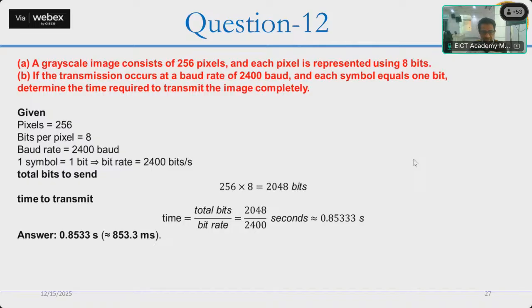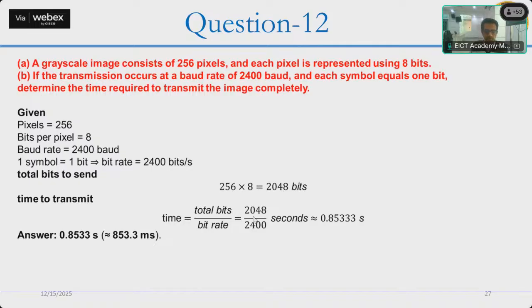You are seeing it, the same type of problems are asked. So what has been given? A grayscale image. So this is clear, 256 pixels, each pixel is 8 bits. So it is not difficult to find out the total number of bits. That is simple. It has been shown here that it is around 2000 bits.